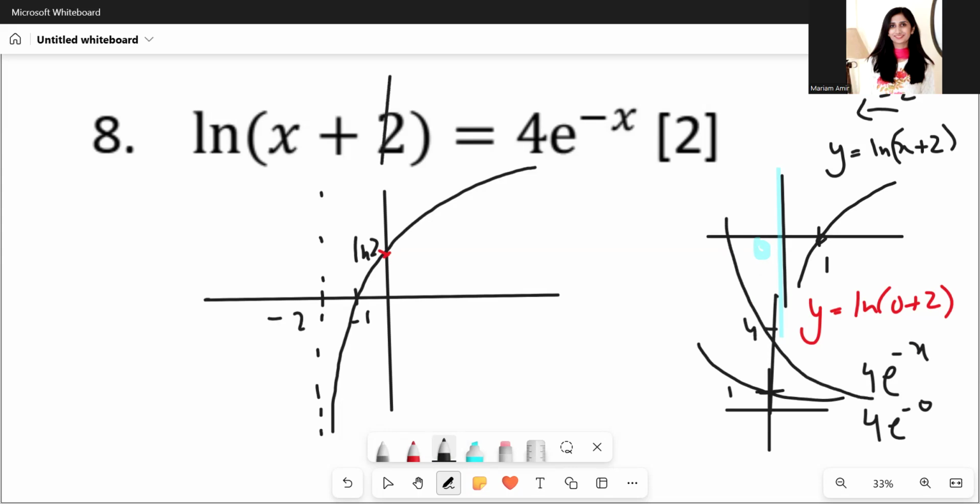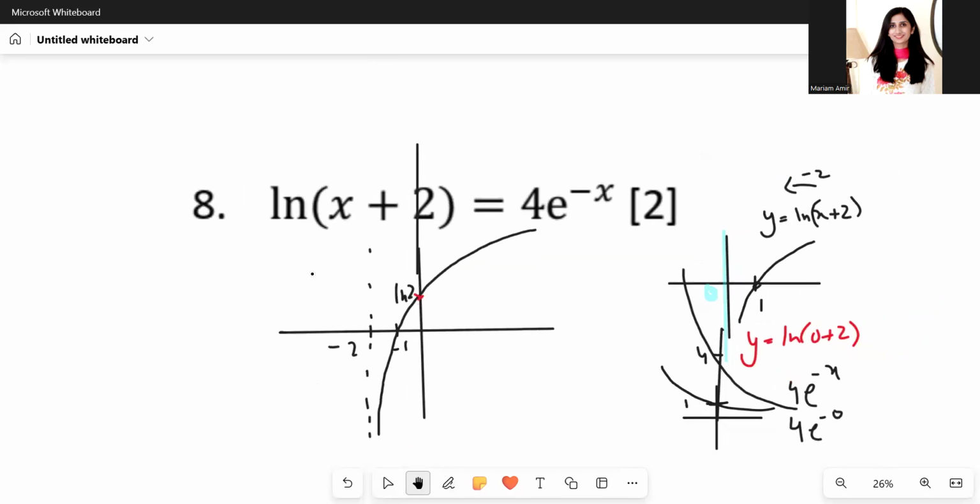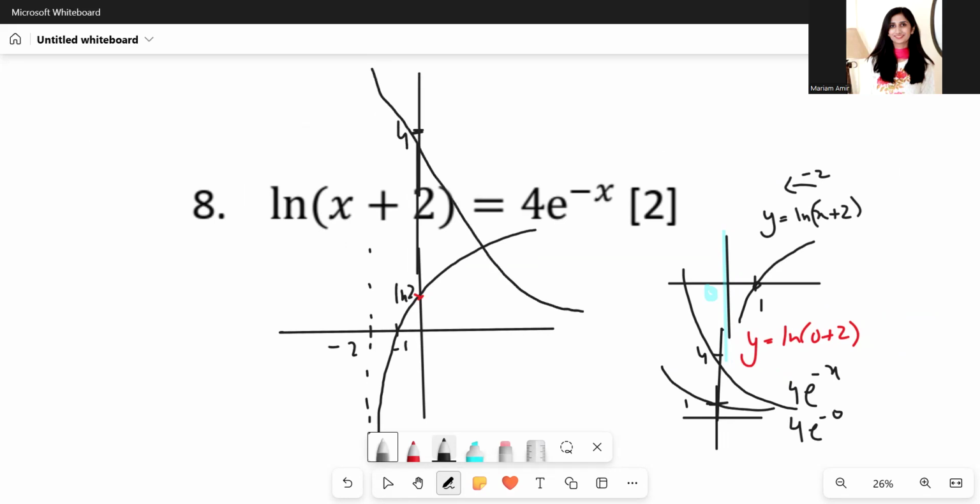So 4 would be quite high. Let me see what ln 2 is and accordingly I'll make 4. Okay, ln 2 is actually a small value. So 4 would be significantly higher than this. So let's say somewhere over here. So the graph would go like this. I think I should have made ln 2 slightly lower, but you get the picture.